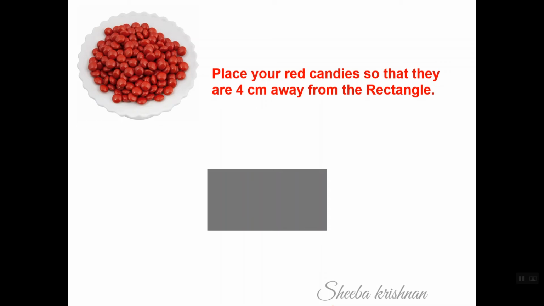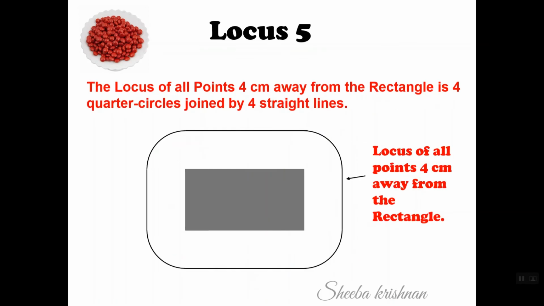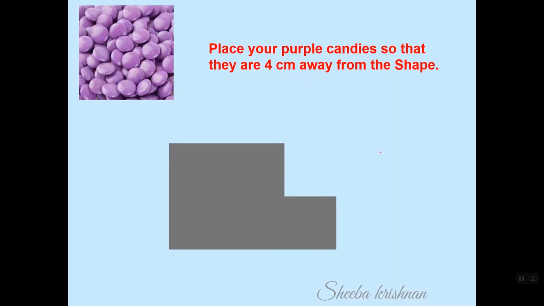Place these red candies so that they are 4 cm away from the rectangle. When we place the red candies 4 cm away from the rectangle, it looks like this. The locus of all points 4 cm away from the rectangle is 4 quarter circles joined by 4 straight lines.